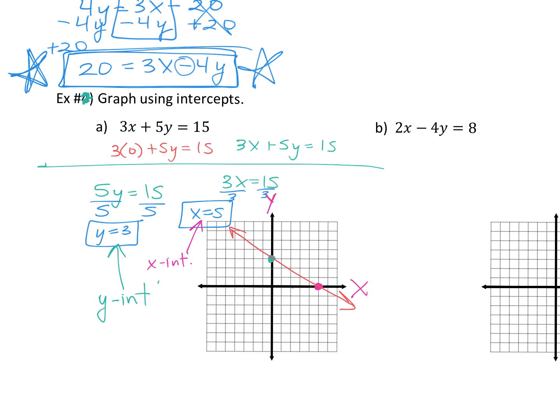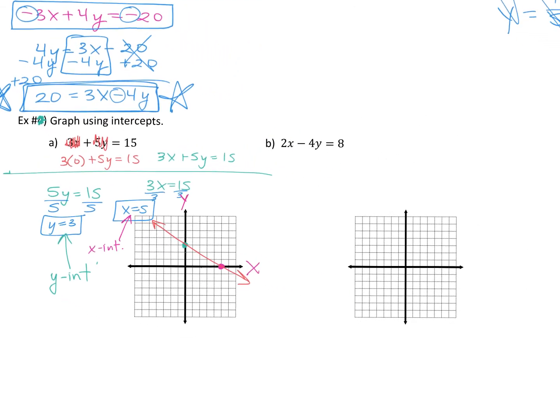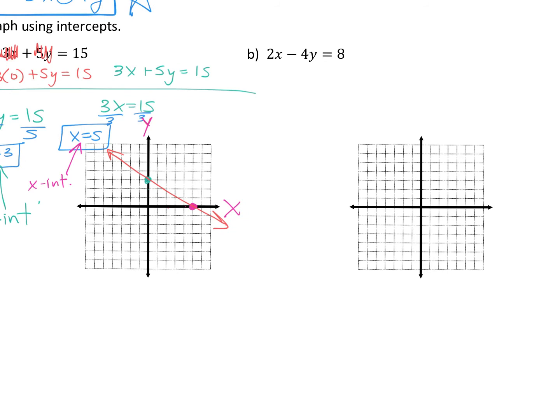So if you use the cover-up method, cover up one, write that equation, solve. Cover up the second one, write that equation, solve. You'll get your intercepts, okay? You do B. Write your two equations that you would solve, plot those intercepts, draw your line in.